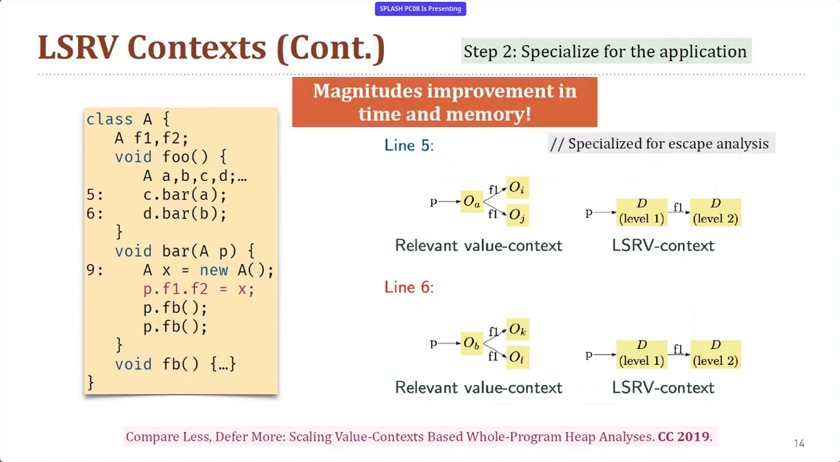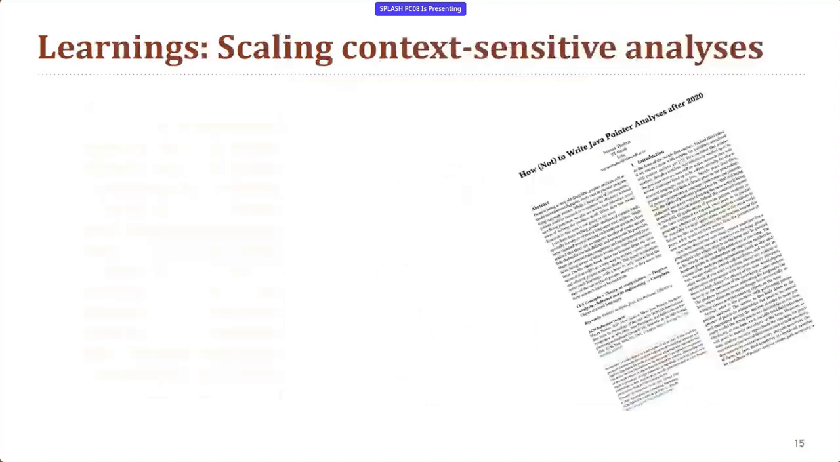Okay. So this was interesting. We got magnitudes of improvement in time and memory by using two ideas. Find out what is relevant, maintain only that much of the data flow abstraction, and then specialize: instead of performing general pointer analysis, try to specialize it for the application.